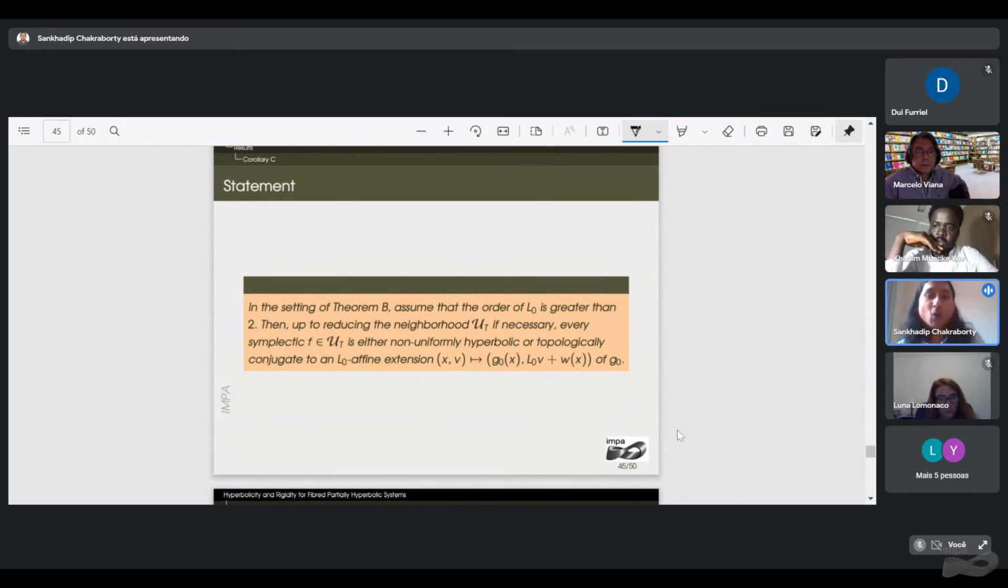Now there's a corollary to this. Remember that there was a second case which gave the line bundles. This corollary actually gets rid of that case. So L naught, as I told you, is an elliptic transformation. It's a rotation, and it's a rational rotation actually. So if we take the order of L naught to be greater than 2, then that case does not occur. Okay?